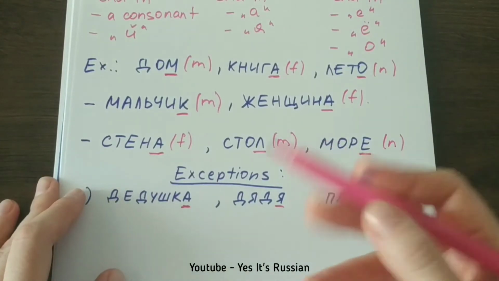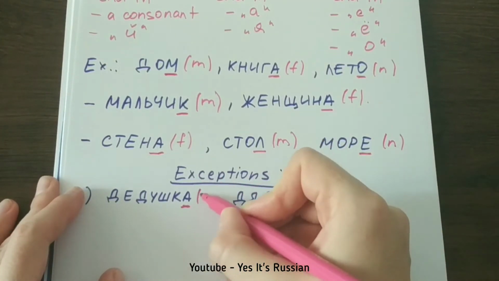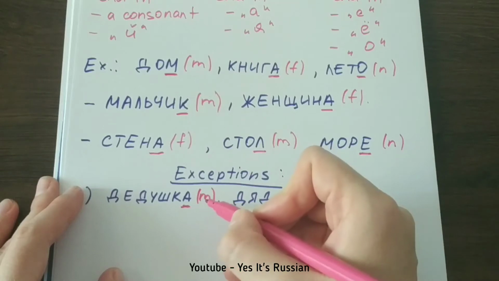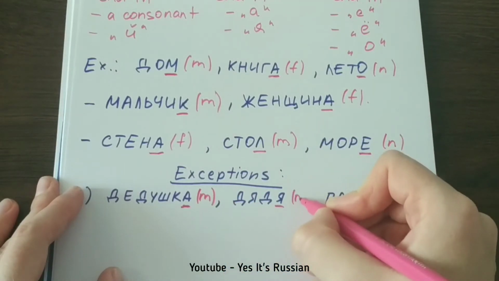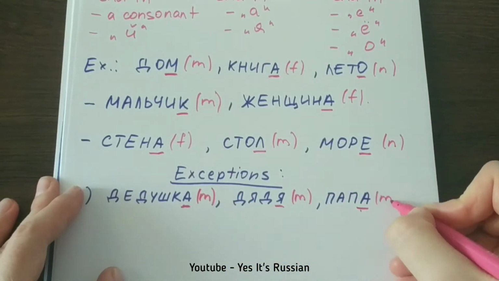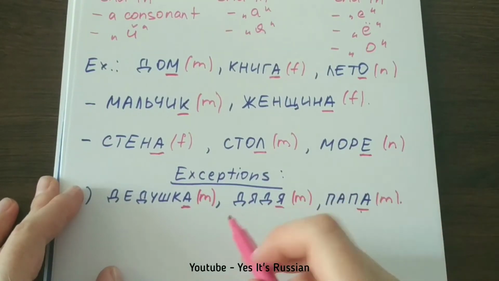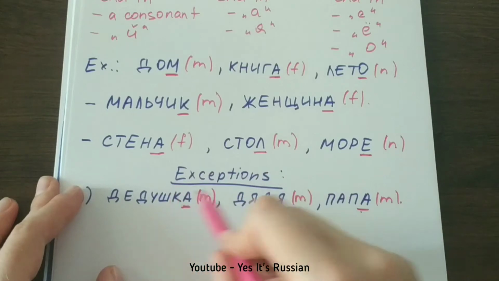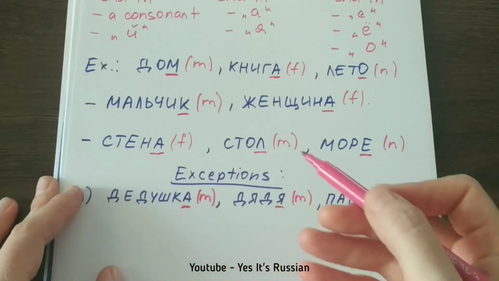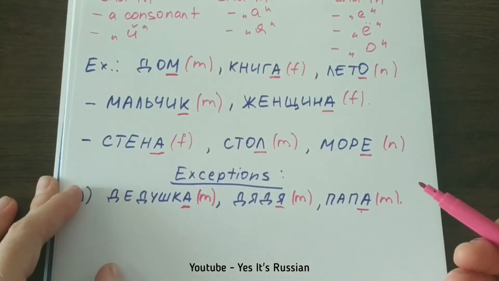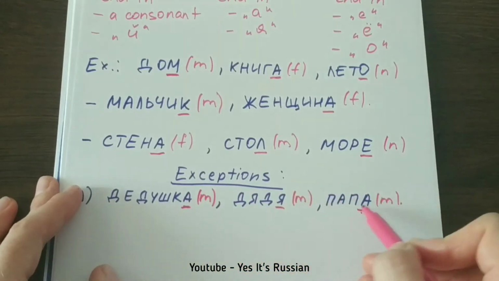In this case, дедушка will be of a masculine gender, дядя will be of the masculine gender, and папа will be of the masculine gender, because in this case the grammatical gender of a noun should correspond to the biological gender, no matter the ending of the words.